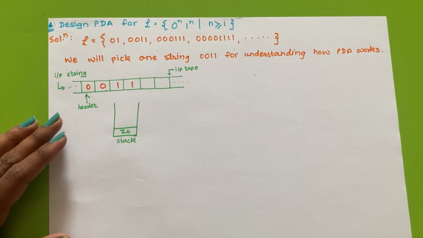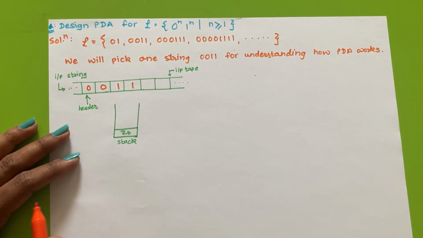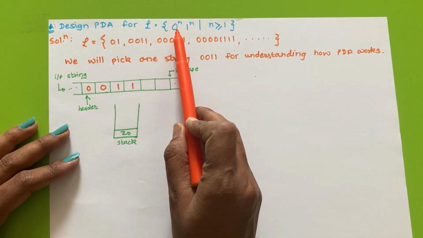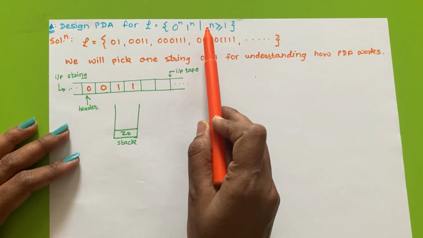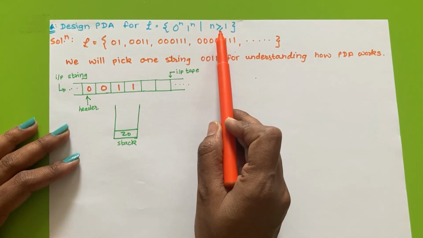Now in this video we will see how to design a PDA for a given language. Here we have the language L = 0^n 1^n, where the value of n is greater than or equal to 1.